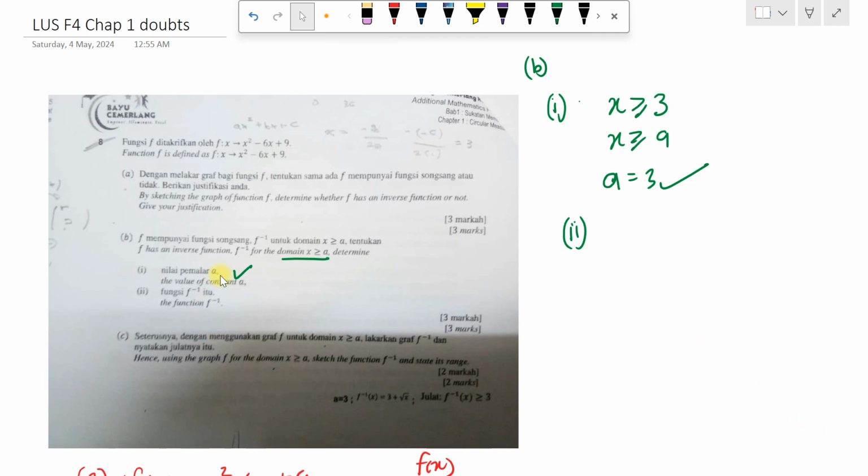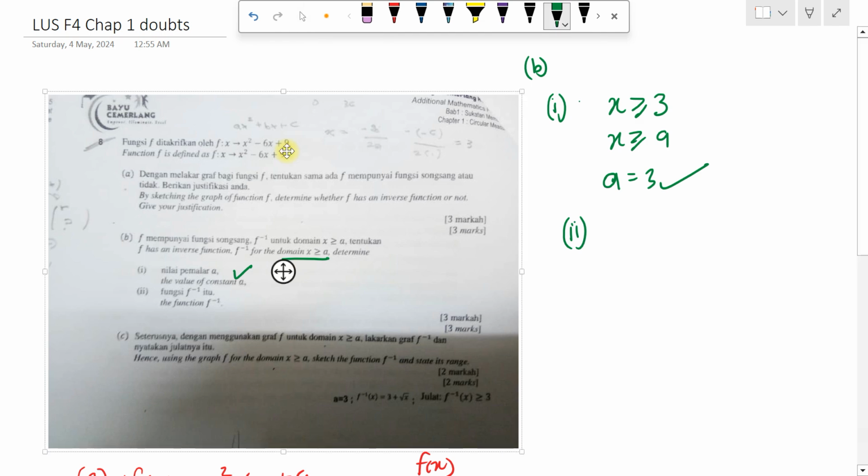And for part 2, B part 2, I think it's a little bit out of chapter 1 already. If you want to find an inverse function of a quadratic, you need to change it to the completing square method first. Okay, completing square method. So how to do that? Actually, your calculator can do that.